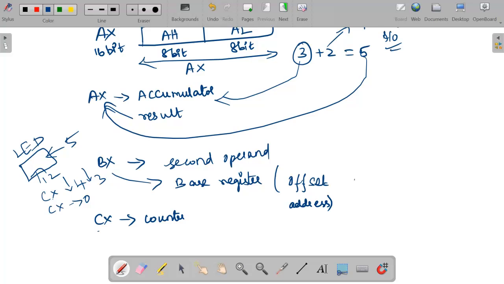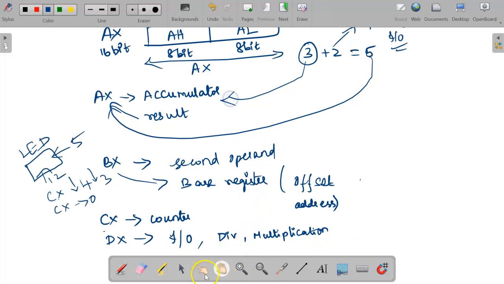So whenever I have a repetitive operation, the count can be stored in the CX register, hence it is also called the counter register. And then the DX register is particularly used during input output operations, and it is also useful in division and multiplication operations. So when I'm going for input output, division and multiplication operations, then the DX register is useful.